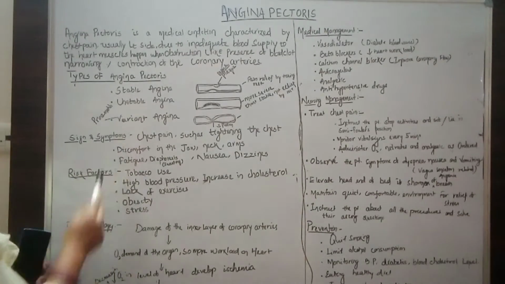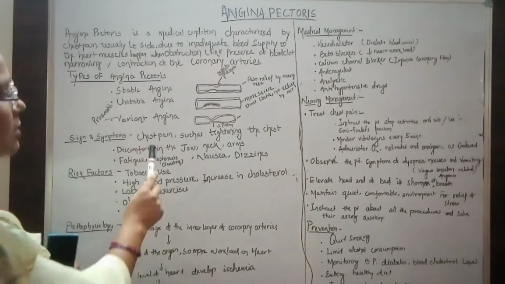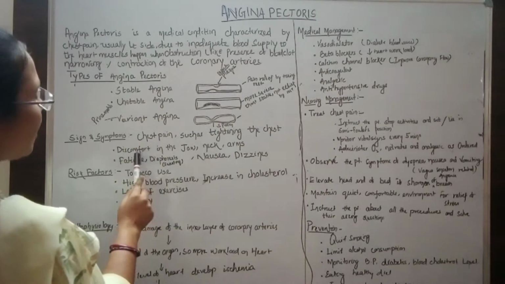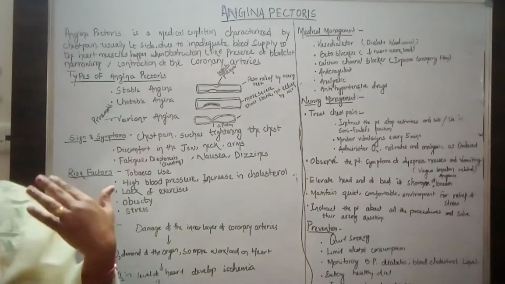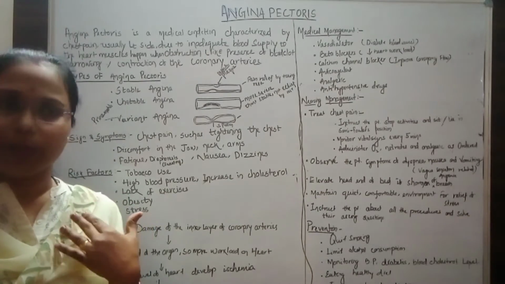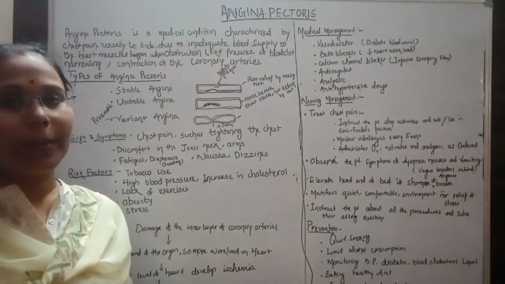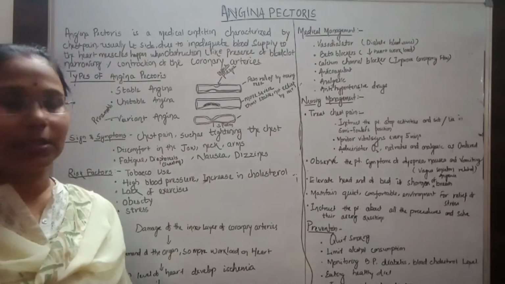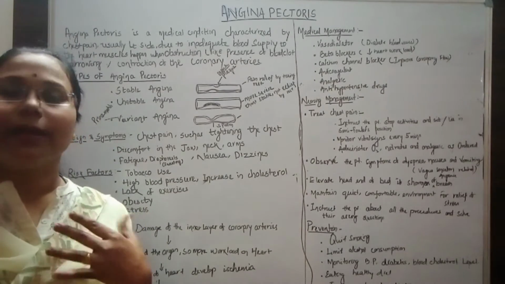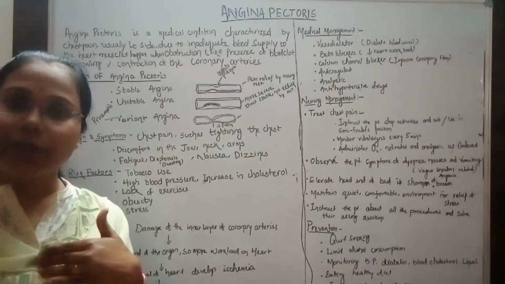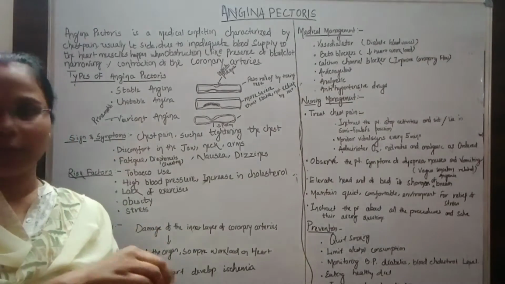Then what are the signs and symptoms? The most common symptom is chest pain, such as tightening of the chest, and discomfort in the jaw, neck and arms. The chest pain is felt more on the left side compared to the right side of the chest. This chest pain is also very severe, with a squeezing-like sensation. It radiates from the chest to the arms, jaw and hands also.